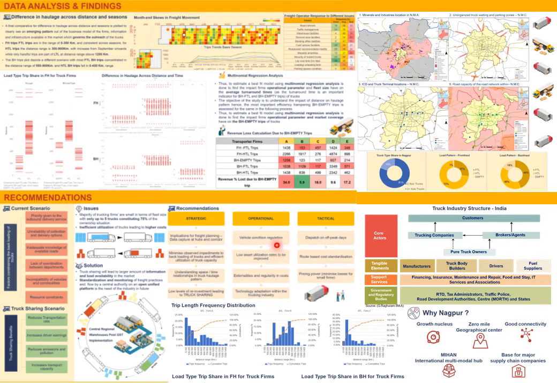In operational recommendations, it would be vehicle condition regulation, low asset utilization rates to be improved, externalities and regularity in costs, and then eventually technology adoption within the trucking industry. Tactical could be dispatch on off-peak days and route-based or corridor-based cost standardizations with pricing power to minimize losses for smaller firms.